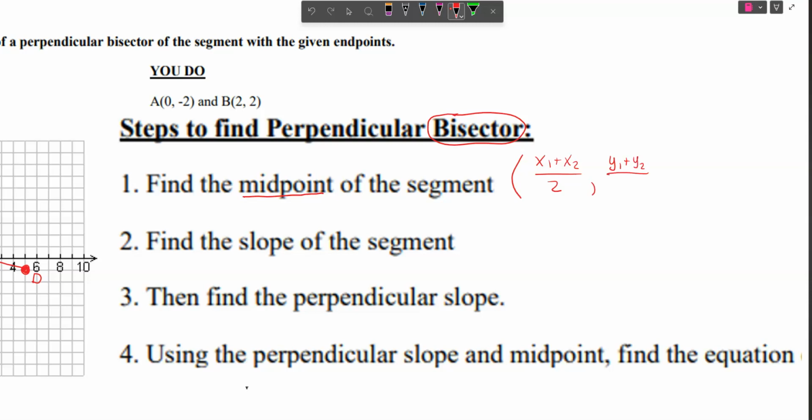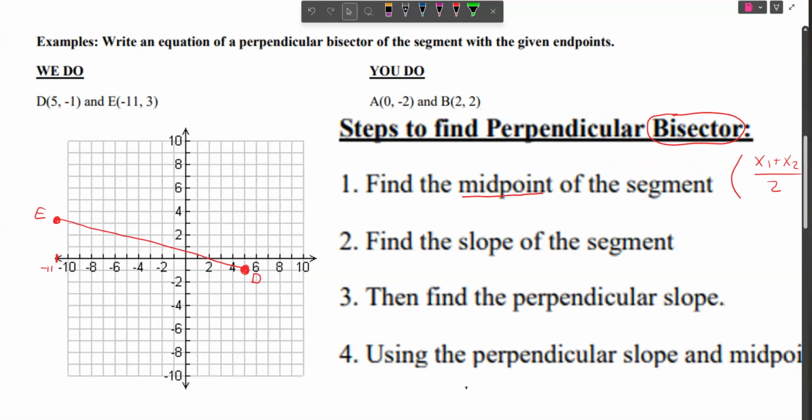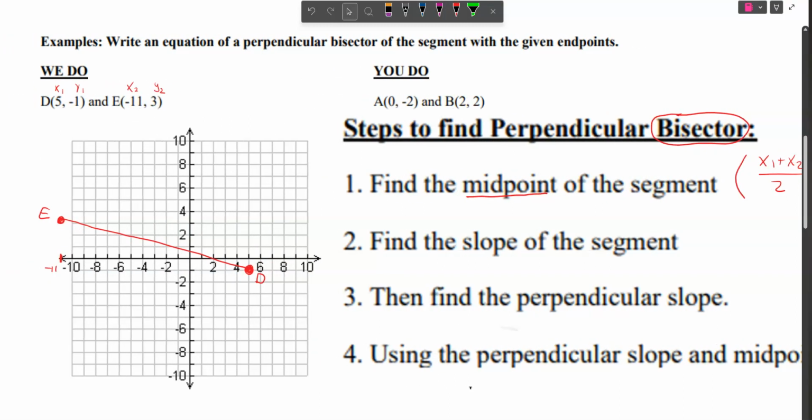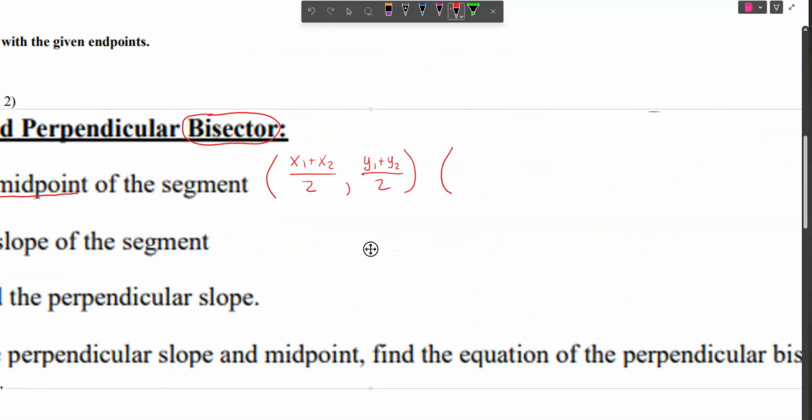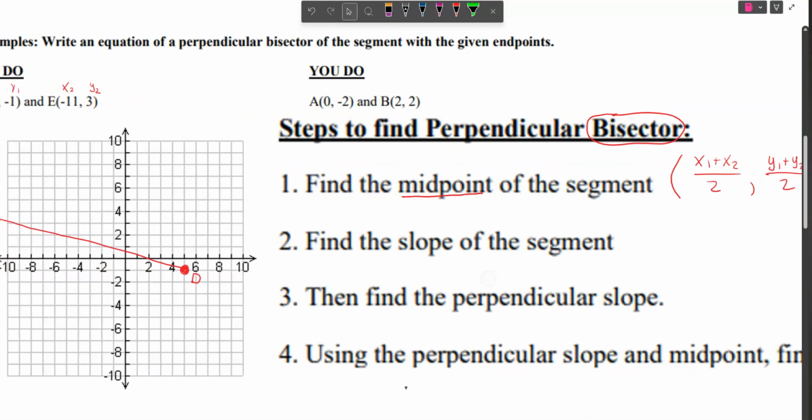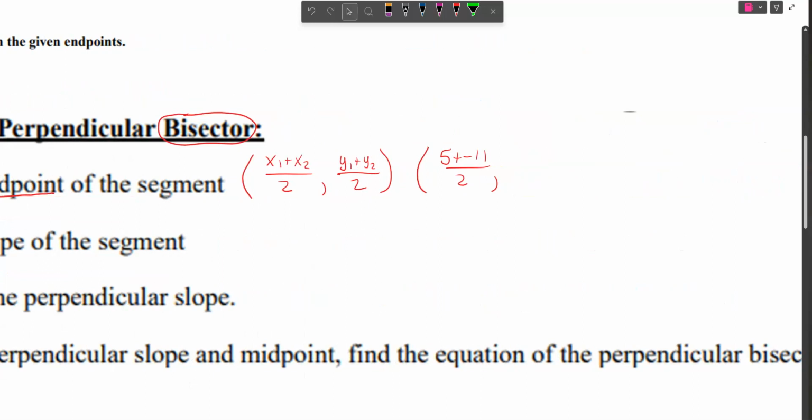So let me remind you what that looks like. And once we have that written down, we're going to go ahead and find the midpoint. So here are my 2 points once again. So we have x1, y1, x2, and y2. So we'll go ahead and set that formula up. So it looks like for my x's, it's 5 and negative 11. So 5 plus negative 11 over 2. And my second one is going to be negative 1 and 3.